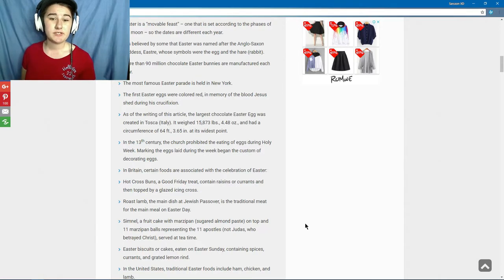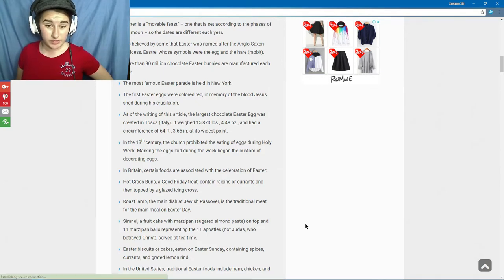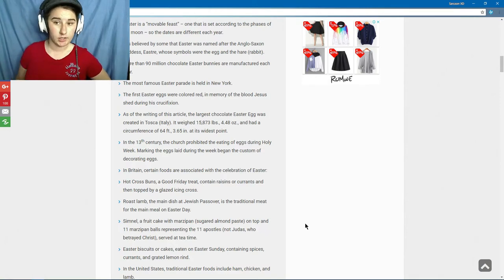The most famous Easter parade is held in New York, and the first Easter egg was colored red in memory of the blood Jesus shed during his crucifixion. Wish I could read. As of the writing of this article, the largest chocolate egg was created in Tuscany, Italy. It weighed 15,873 pounds, 4.48 ounces, and has a circumference of 64 feet and 3.65 inches at its widest point. So I don't know pounds, but that's a lot of kilos.